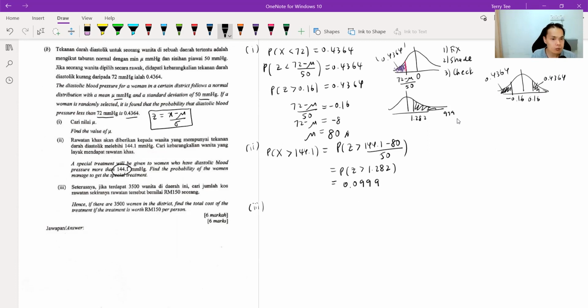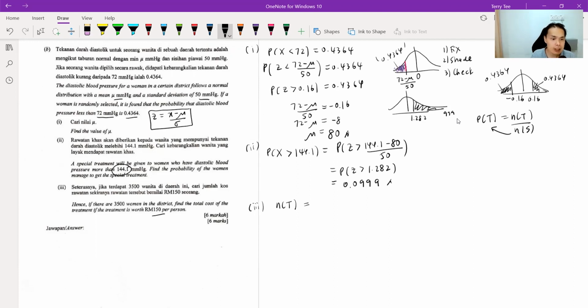I found the probability, but there are 3,500 women in the district. Find the total cost of treatment if the treatment is worth 150 per person. So we must find how many people actually get the treatment. The number of people who get the treatment, I just put NT here. Remember, the probability of someone getting the treatment is the number of people who get the treatment over NS. NS stands for the size of your sample space. So to find the number of people who get the treatment, I need to take the probability multiplied by NS.